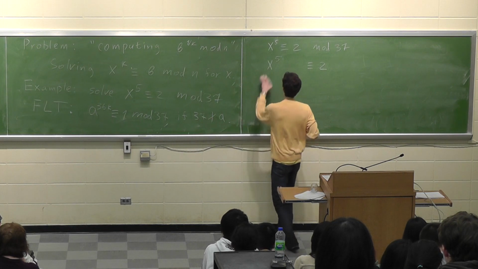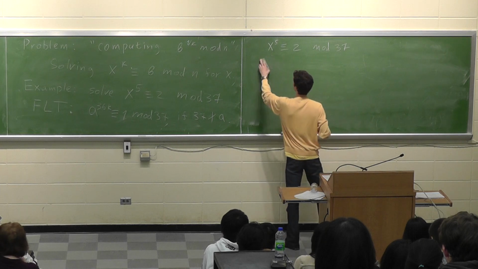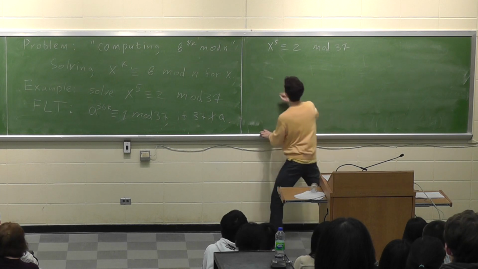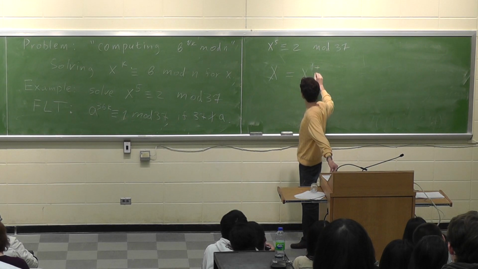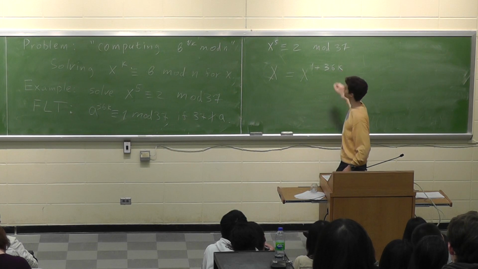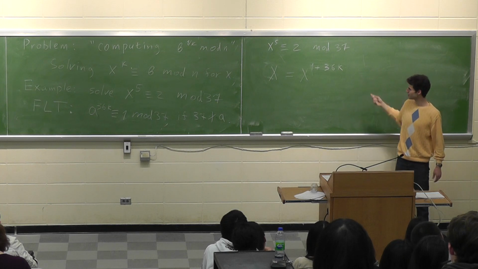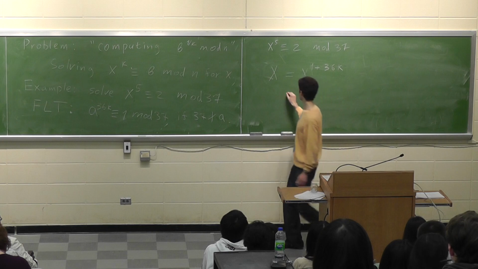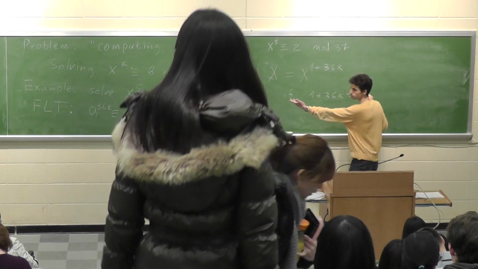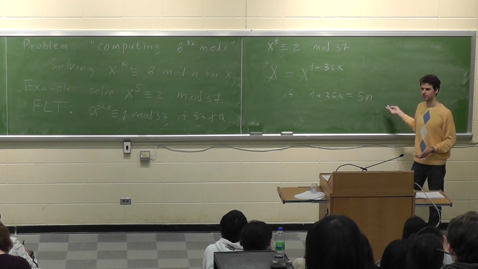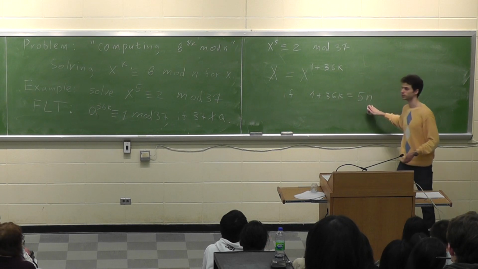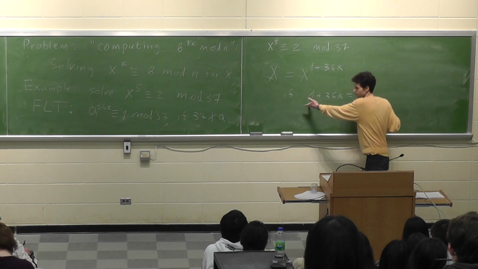Okay, so you're right. I can compute x by doing the following trick. I can take x and write it as x to the power 1 plus any multiple of 36. That's simple. Now, if 1 plus 36k is equal to some multiple of 5, which we can assume, we know how to solve such equations. This is a linear equation about k and about n. So in general, we can solve such equations.